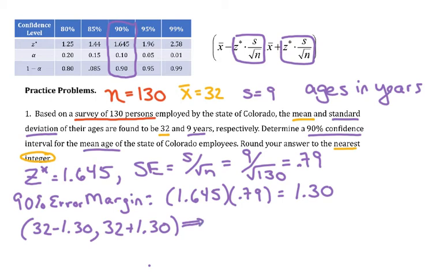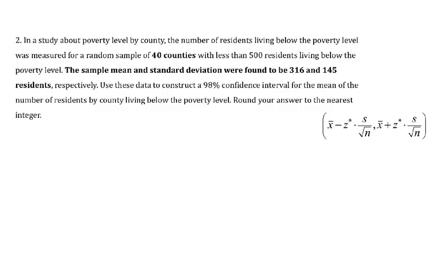And then I'll write up my final answer like this. The 90% confidence interval is going to be 31 years to 33 years. So we are 90% confident that the true mean age of the state Colorado employees is between 31 and 33 years. Done. Hopefully this gets a little less scary every time we do it.